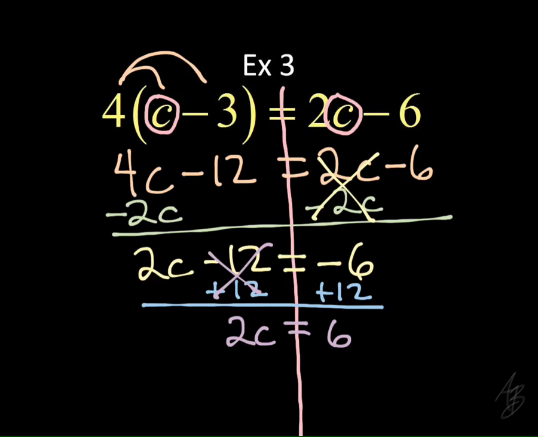Good. Then divide by 2. And the 2's cancel. We get c equals 3.